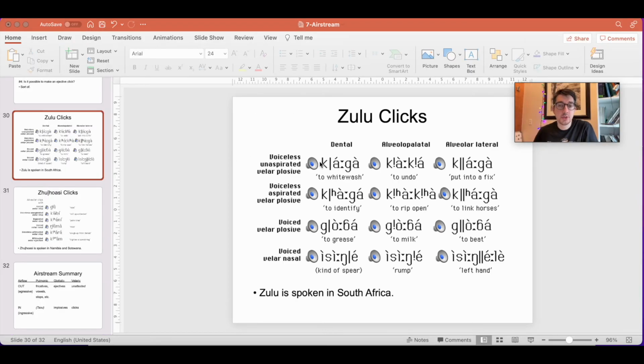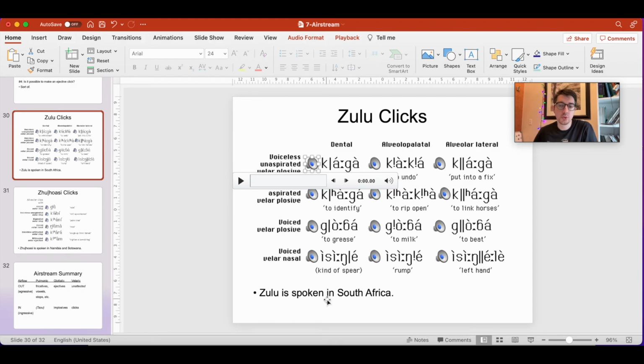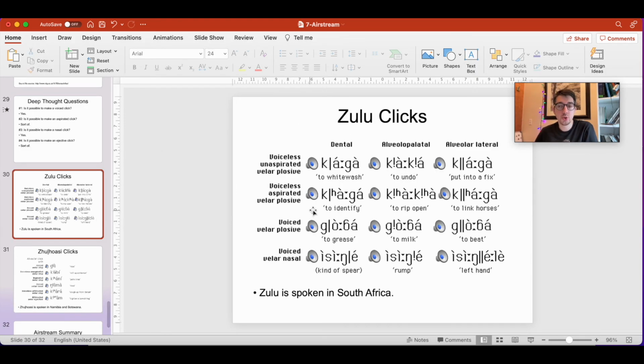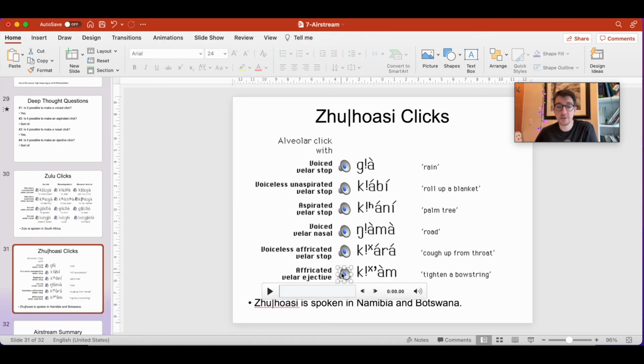Zulu clicks. Zulu is spoken in South Africa, and there are different types of Zulu clicks. This is dental, and this is an aspirated one. These are voiced ones and nasal ones. So you can see that there are different types of clicks. What we covered is basically showing that the answers we have here to these questions are true, right? There is a possibility of an aspirated one, a voiced one, a nasal one, and we'll see on the next page there is a possibility of an ejective one.